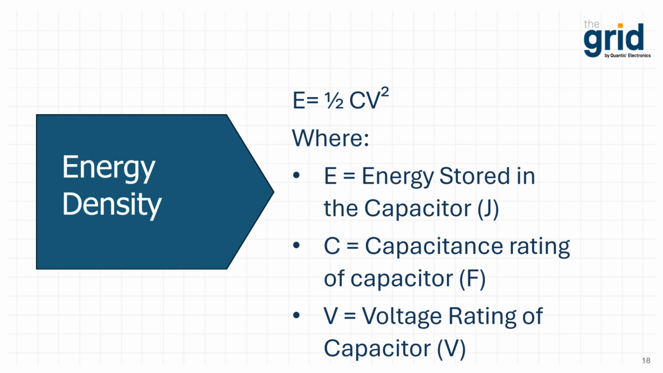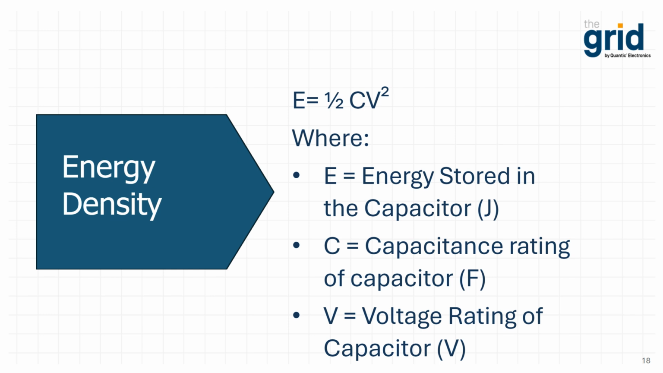Now, the capacitor's energy density is the amount of energy stored in a capacitor per unit of volume. This is a key component, as the higher the energy density is, the more volumetrically efficient the capacitor is. The capacitor's energy density is calculated by dividing the energy stored in the capacitor by its volume.